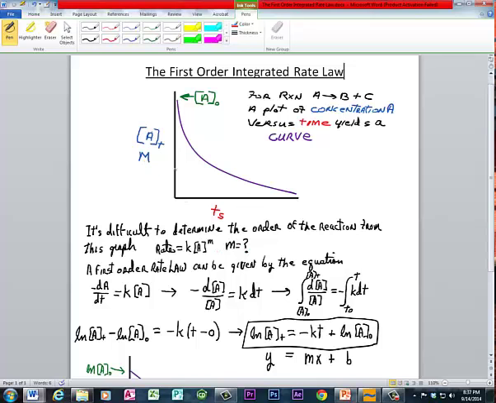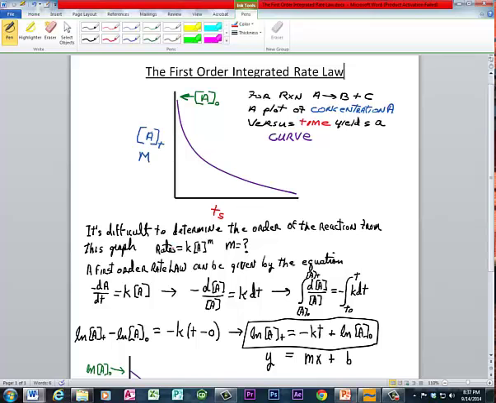Wouldn't it be nice if there was some mathematical manipulation that we could do to the concentration of A versus time that actually gave us a way to see into whether or not this was a first or, let's say, a second order reaction? And the fact of the matter is there is. So what we're going to look at right now is the first order integrated rate law.